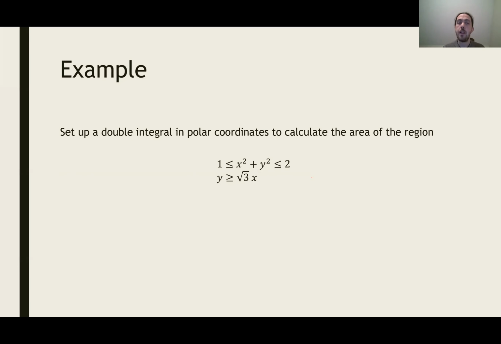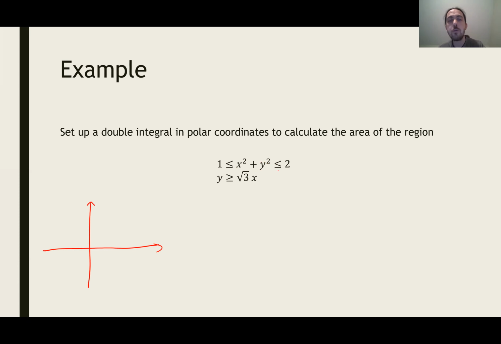So for example, let's set up a double integral in polar coordinates to calculate the area of the region where 1 is less than or equal to x squared plus y squared is less than or equal to 2, and y is greater than or equal to root 3 times x. So we could go through and just plug in and figure out exactly what happens if I plug x and y into here. But let's draw this a little.